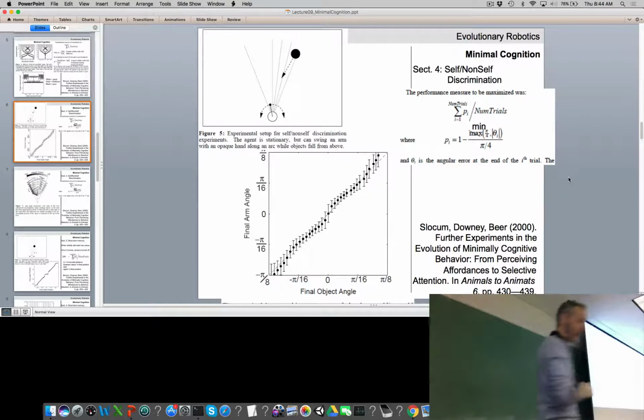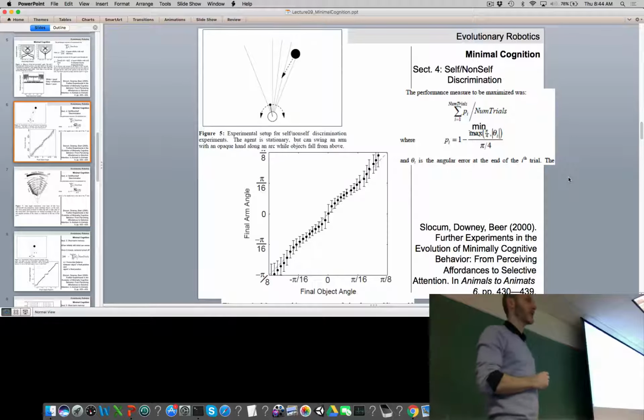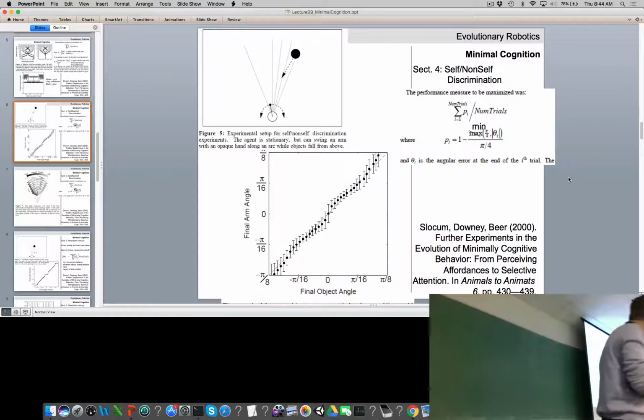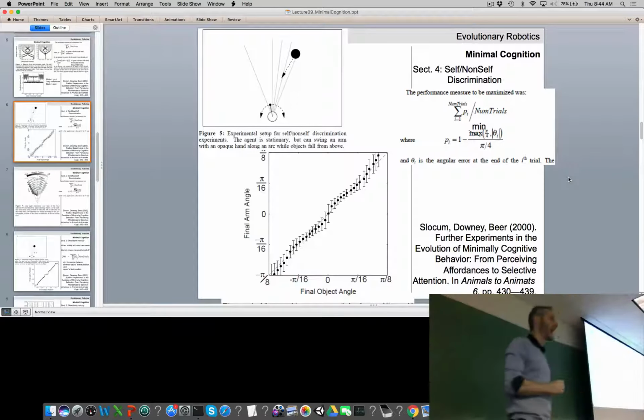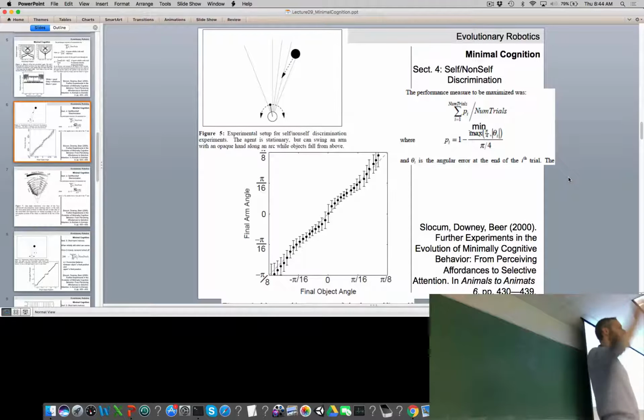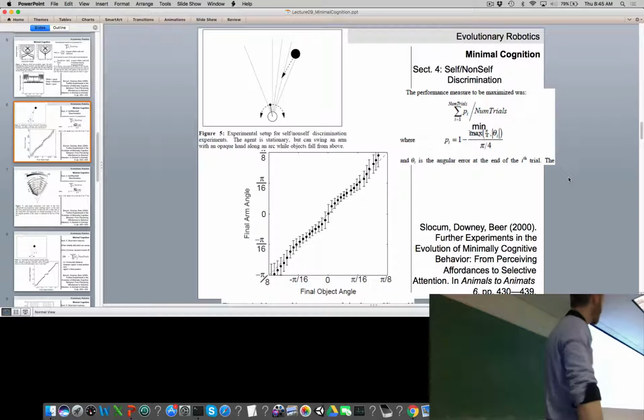Okay, tell me about the fitness function at the top right there. So theta sub i here is the angular error between the object and the robot. So when the object actually hits the robot, it hits the robot at a certain angle, and the arm has to be at the same angle, right? That's catching the object. There's actually a typo in the paper itself. It had max in there. I contacted the author. It should actually be min.